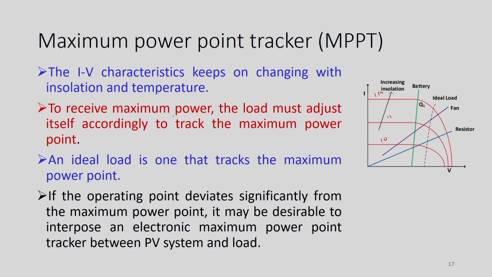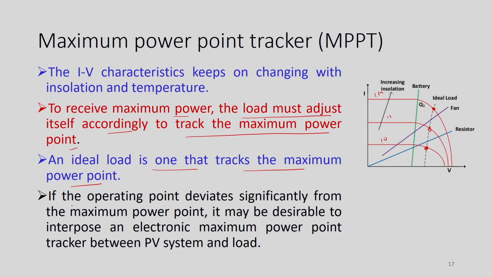This IV characteristics keeps on changing with insolation and temperature. So, to receive the maximum power, the load must adjust itself accordingly to track the maximum power point. This is very important, the load has to be matched. An ideal load is one that tracks the maximum power point. At every IV characteristic there is a maximum point. At that particular time, what will be the PM? What is the IM, VM? So, we can get PM. Always our target is to operate at this PM.